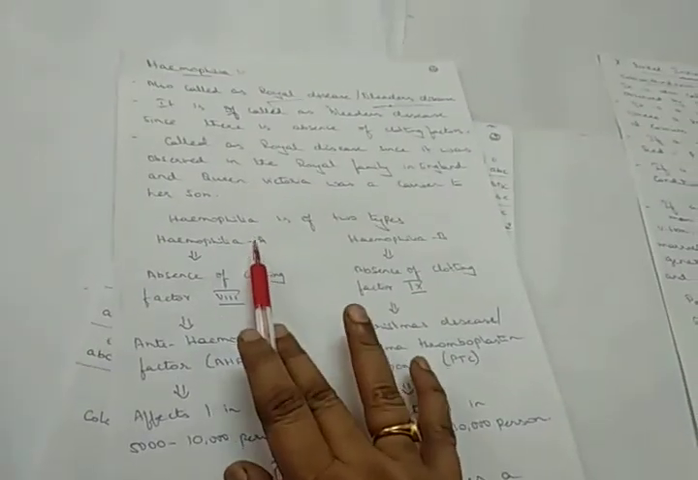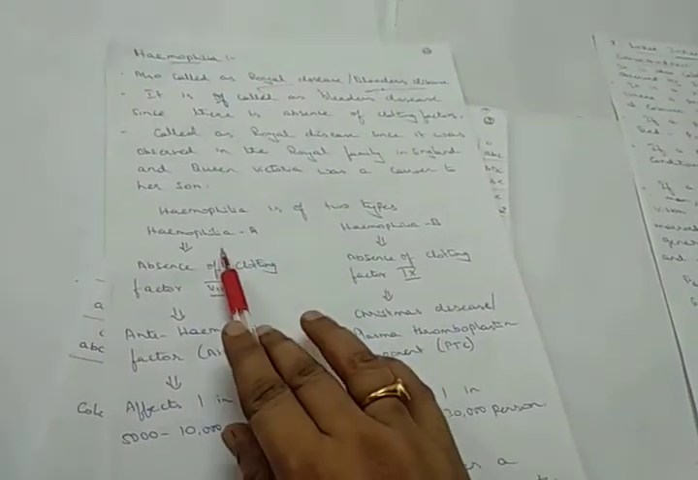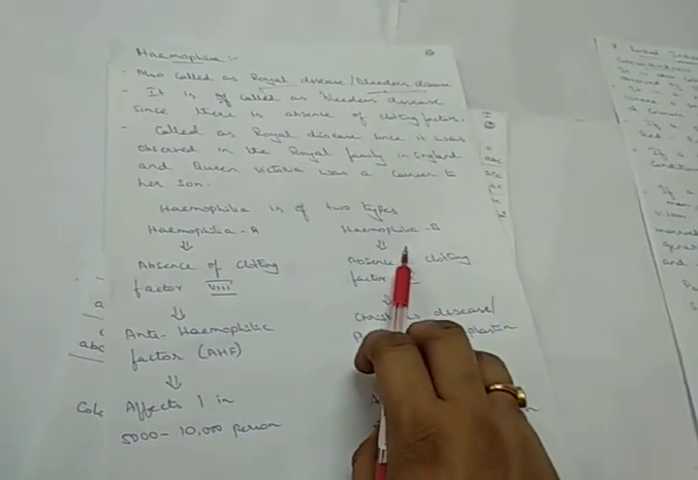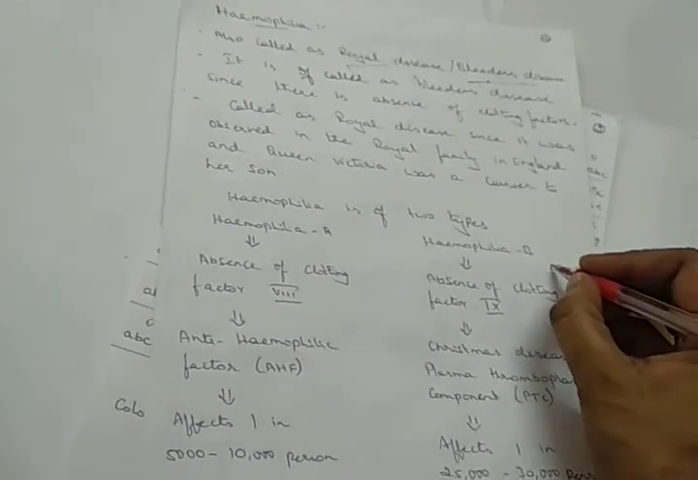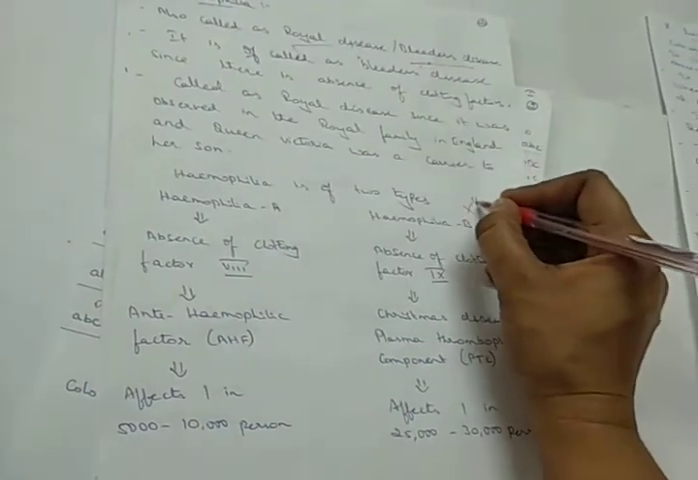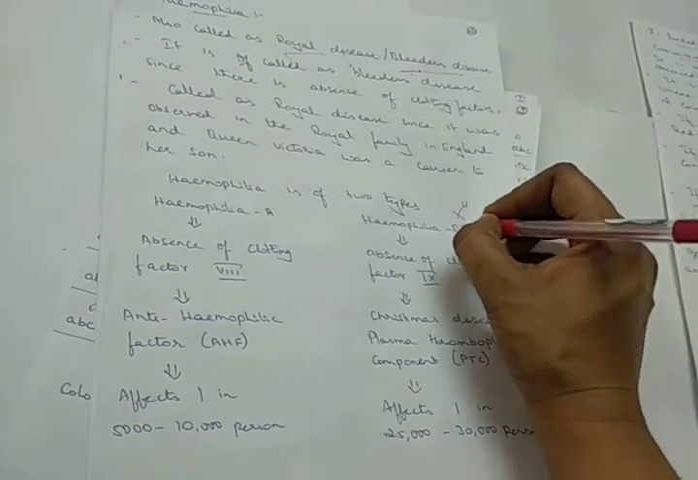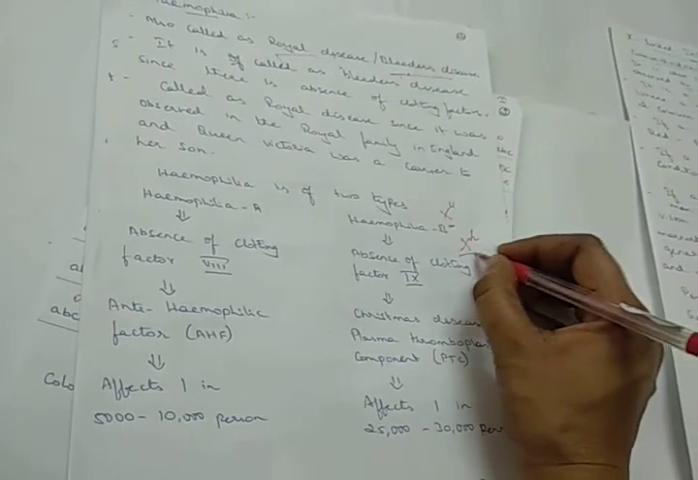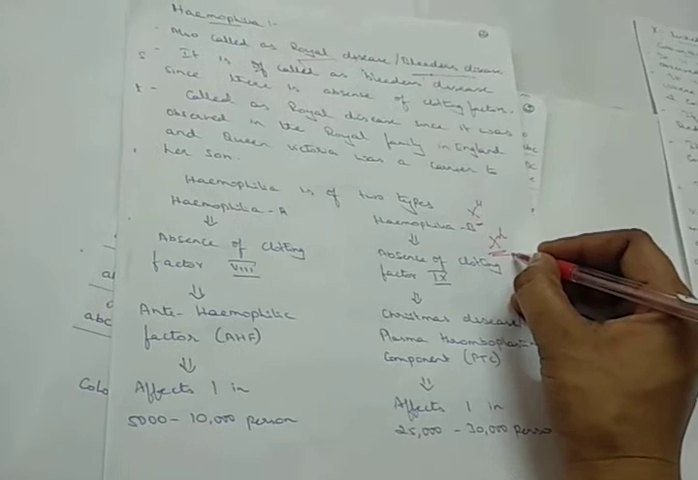Hemophilia is also an example of X-linked inheritance. In hemophilia, there are two types: hemophilia A and hemophilia B. Depending on that, an individual may have hemophilia A or B. It is considered a recessive gene present on the X chromosome and designated as such. This is the dominant gene and this is the recessive gene. So this recessive gene is present in an individual.